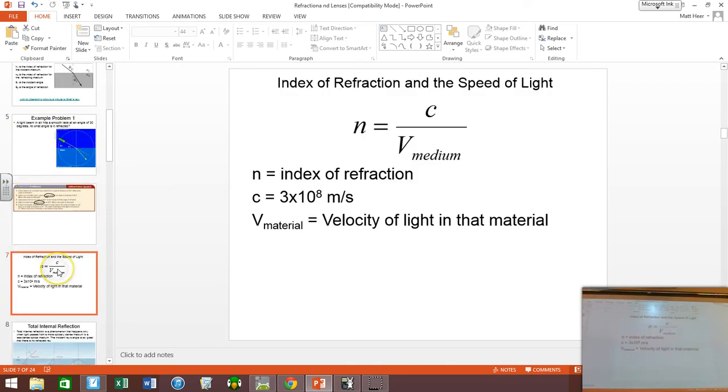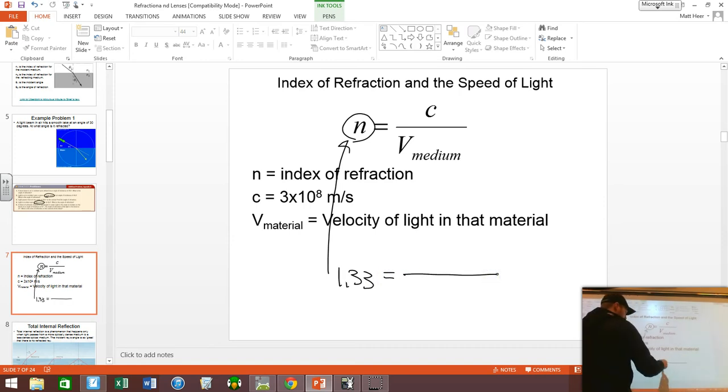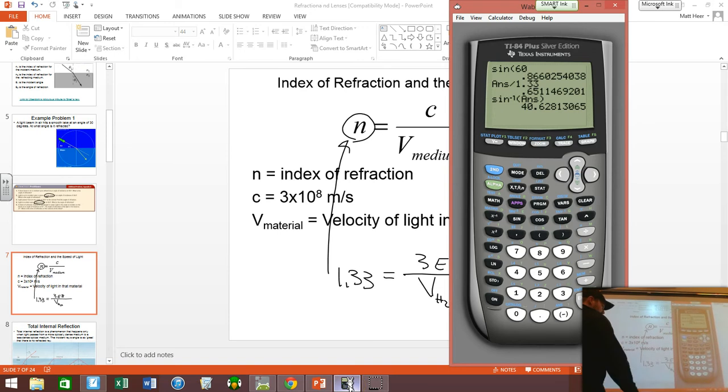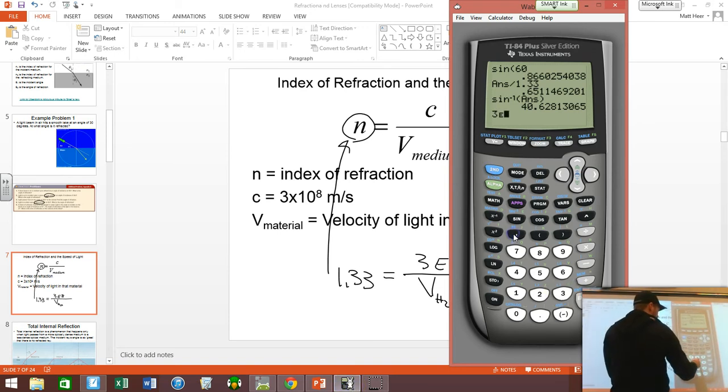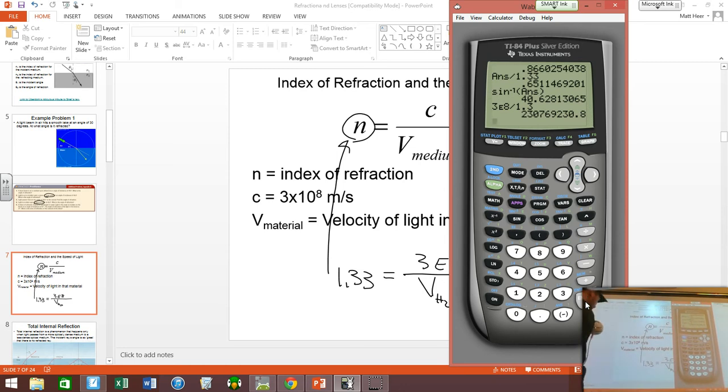All these things have indexes of refraction which can be looked up, and I believe that they're in your notes. What the index of refraction actually is, it's a ratio of how much light slows down. Like you remember for water, the index of refraction ended up being 1.33. The speed of light is 3e8. So this is the speed of light in water. You can figure that out. So you just take 3e8 divided by my index of refraction, and that will tell me how fast light will go in that medium. So instead of being 3e8, it's 2.3e8. So it slows down a little bit.